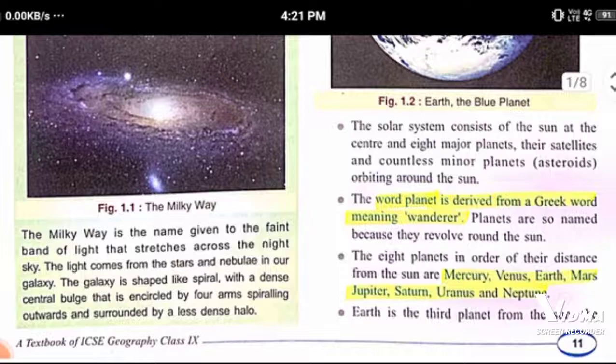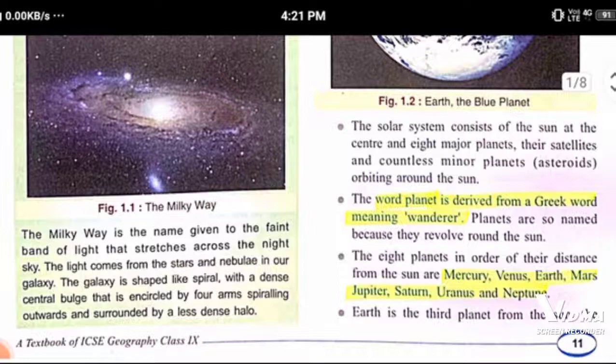If you haven't understood this yet, I will explain. Nebulae is a cloud of dust and gas which is present in space, between the stars. The space between the stars is covered by nebulae, which is a cloud of dust and gas. So the light comes from the stars and the nebulae in a galaxy. Nebulae is a cloud of dust and gas occupying the spaces between the stars.